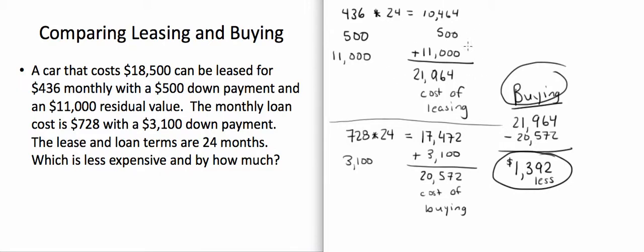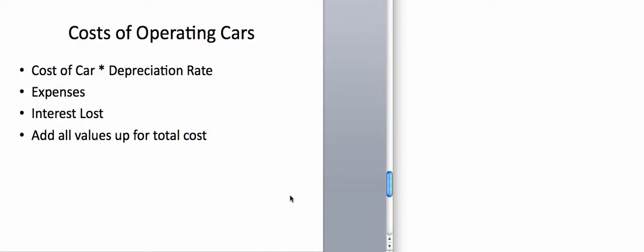It's very similar to what we did previously with those two other costs, and we just compare the two values. The last thing here is the cost of operating cars. You're going to have the cost of the car times your depreciation rate. Then you have any expenses, and then they'll talk about some interest lost. You add up all those values to find the total cost for the year.